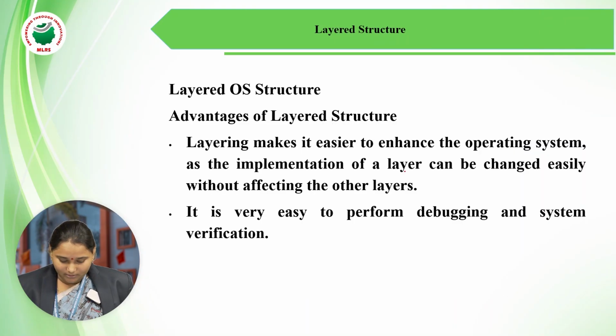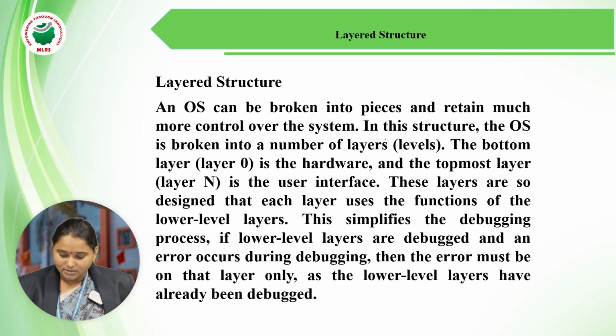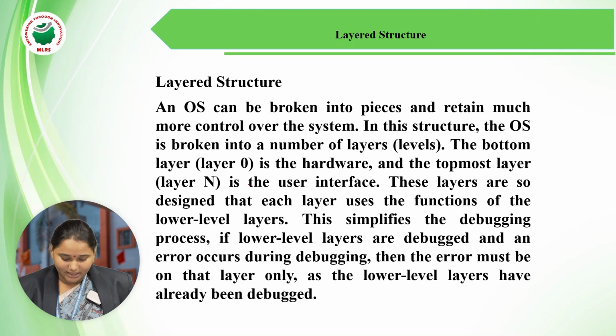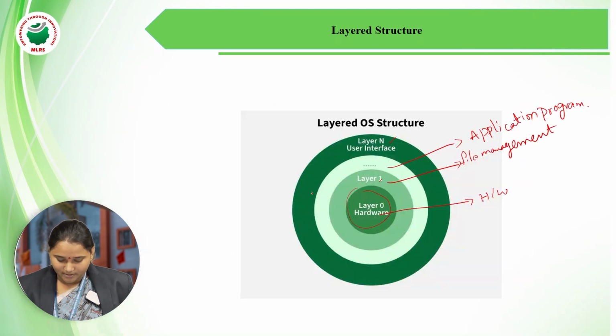Here in this structure, the OS is broken into a number of layers or levels. The bottom layer is 0, that is the hardware. This is the 0 and this is the hardware. And the topmost layer n is the user interface. This is the topmost layer, the user interface.